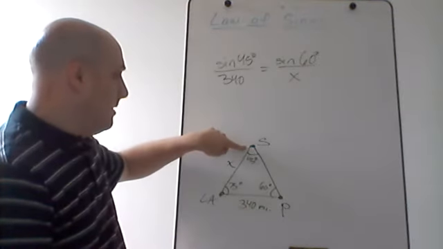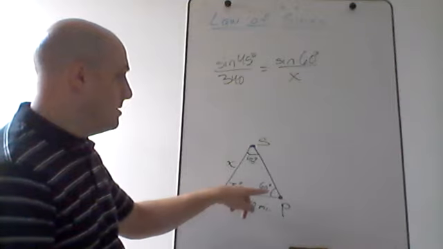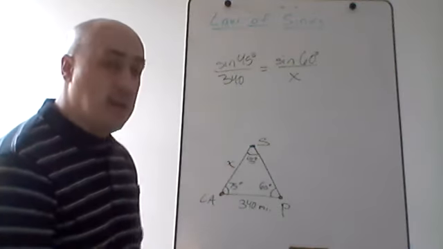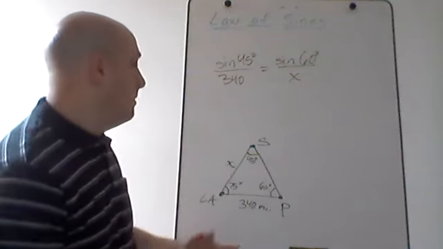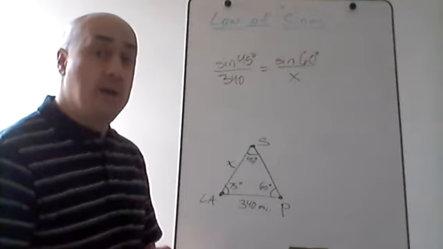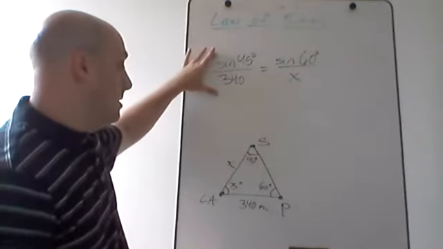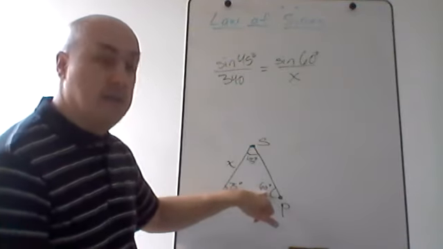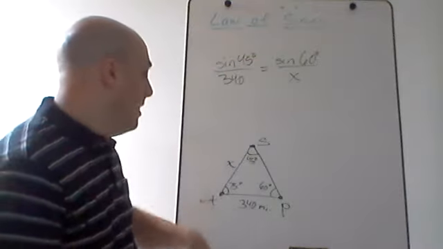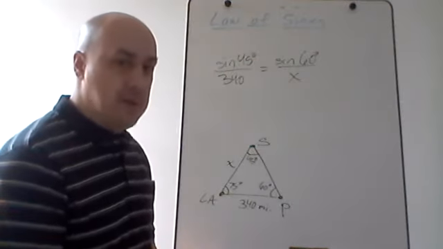The sine of this angle over its opposite side equals the sine of this angle over its opposite side. And the ones you choose is just based on which ones you know. Which angle and opposite side do I know? Those ones definitely go into one single fraction. And then what side am I trying to find? Well, I use the angle opposite that side, the 60-degree angle. And the 75 degrees is basically useless at this point.